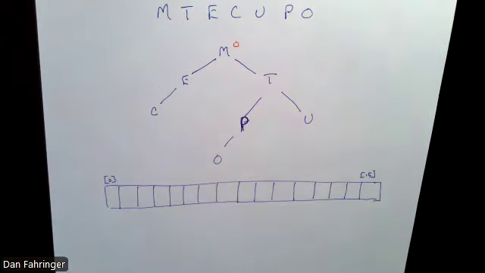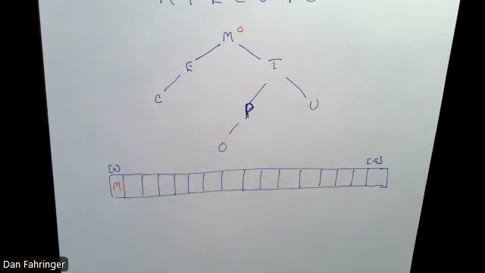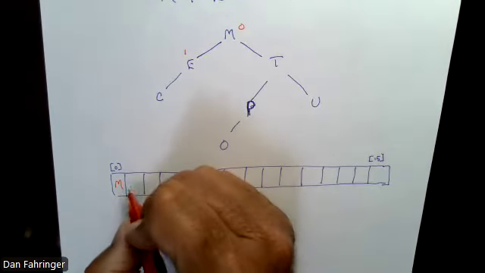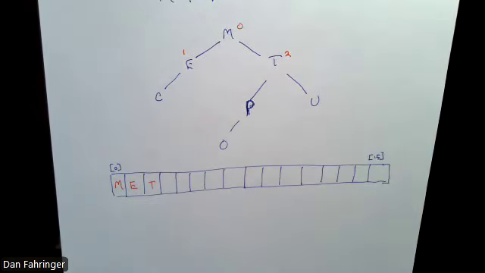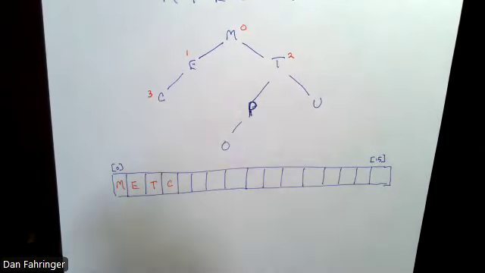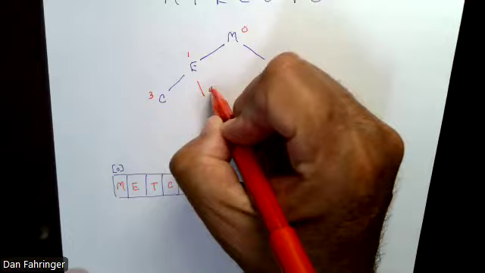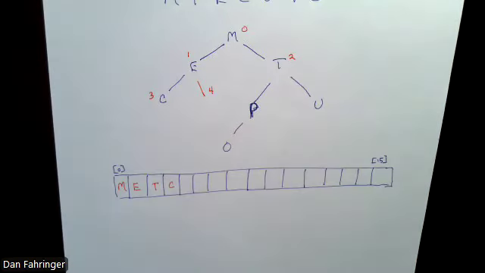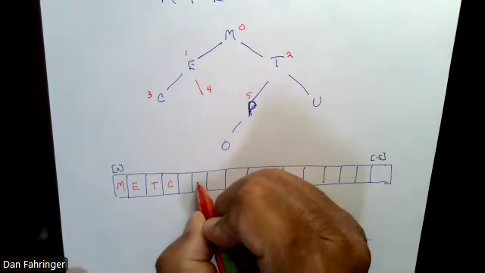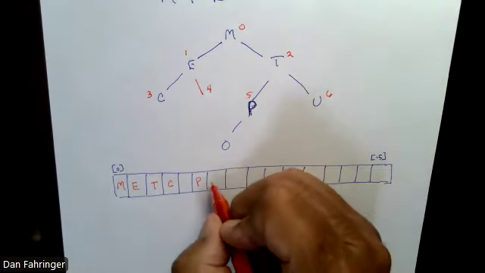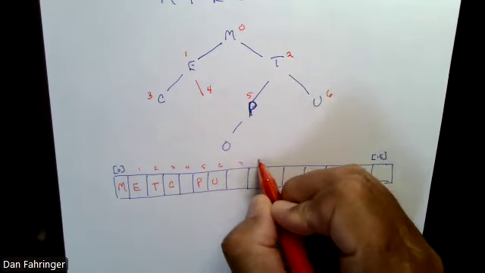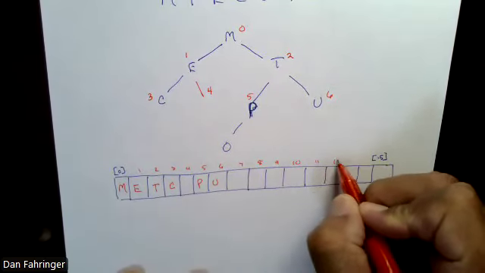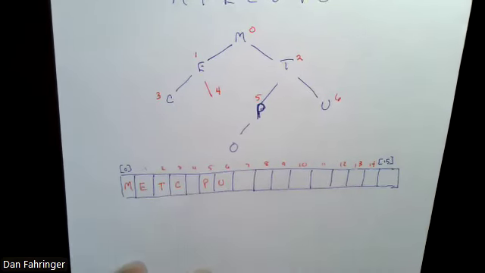Here's index 0: M. Here's subscript 1: E. Subscript 2: P. 3: C. 4: we're going to leave blank. 5: P. 6 is U. Then 7, 8, 9, 10, 11, 12, 13, 14. Where does O belong?